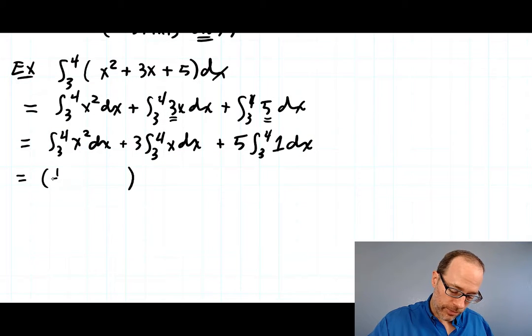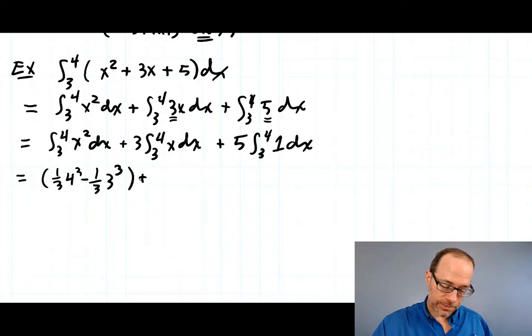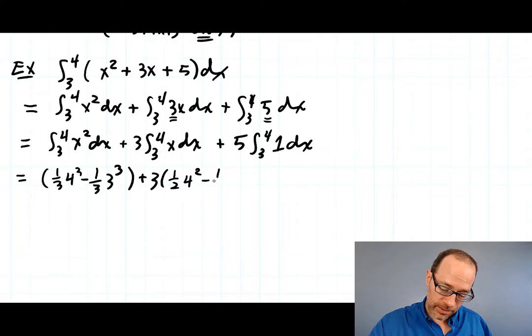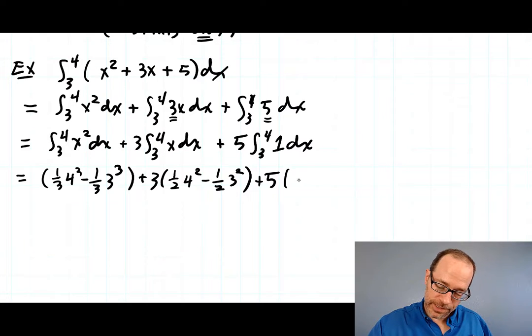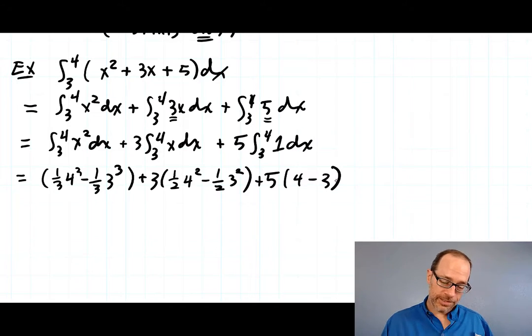It was 1/3 4 cubed minus 1/3 3 cubed, or at least we claimed the formula worked. And here it was 1/2 4 squared minus 1/2 3 squared. And then here it was 5 times 4 minus 3. And so now you can do the integral.